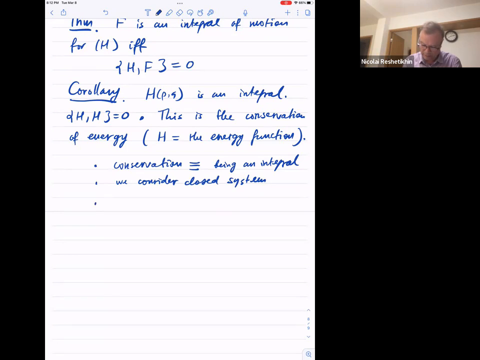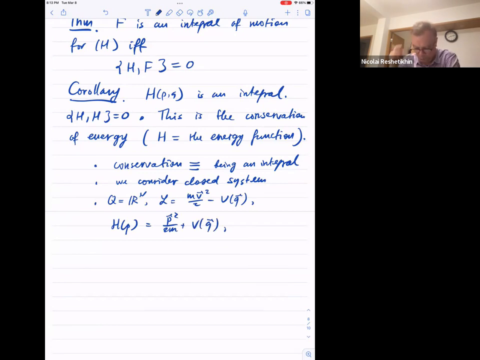And finally, if we consider the case when Q is, say, R^n, and the Lagrangian is mv squared over 2 minus the potential energy, then the Hamiltonian, if you do the Legendre transform, will be the sum, p squared over 2m plus V. And it's been argued a long time ago, a couple of hundred or maybe 300 years ago, that this is the energy of motion. So this is kinetic energy, and this is the potential energy.